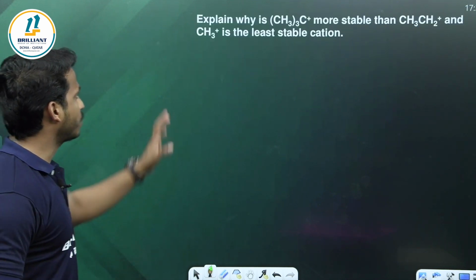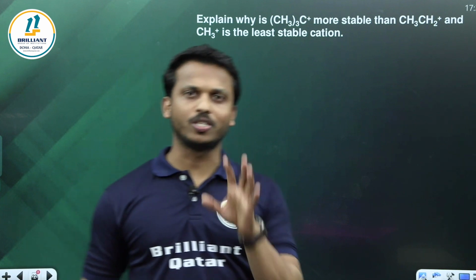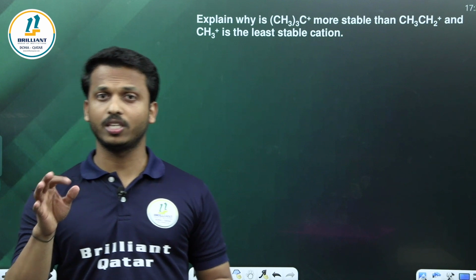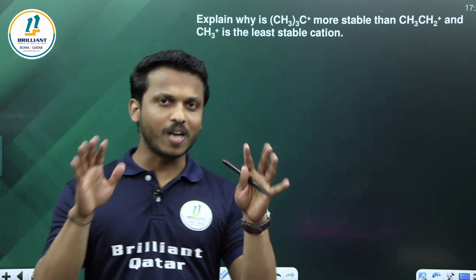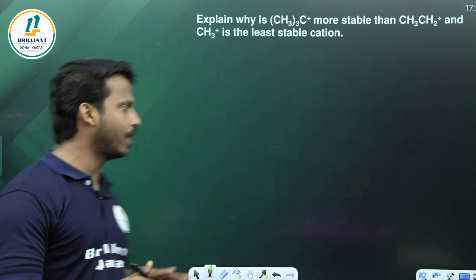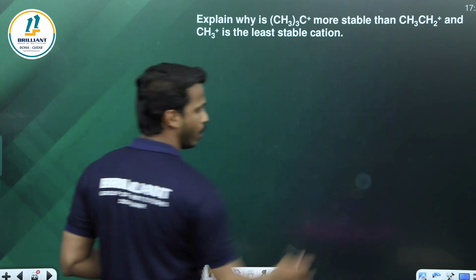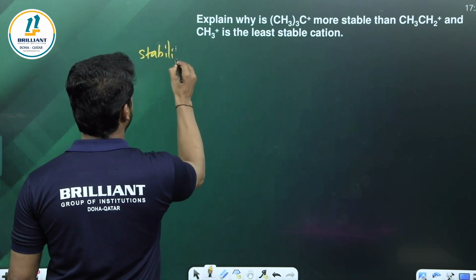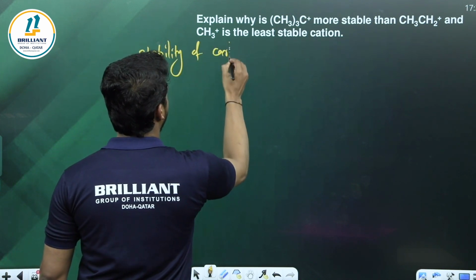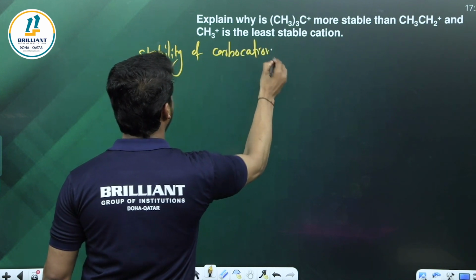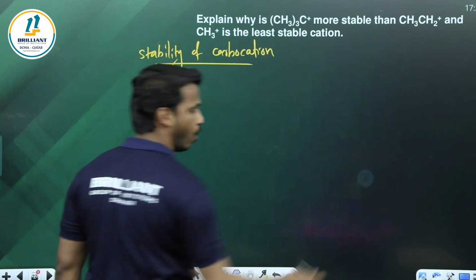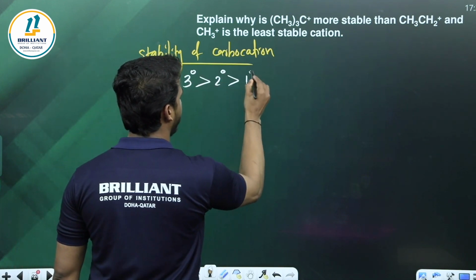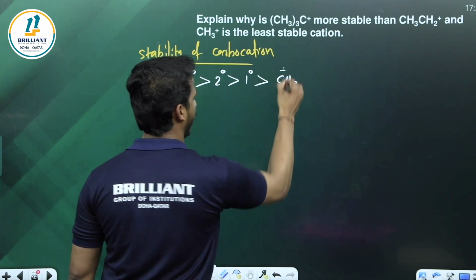See all of you. Explain why carbon carrying a positive charge, you may have studied, is called a carbocation. Carbon with a positive charge we call carbocation. Which carbocation is more stable? Let me tell you the entire idea. Carefully listen, now it's a sure question for your exam. Stability of carbocation. Let me explain in detail. Listen carefully. The order of stability is tertiary greater than secondary greater than primary greater than methyl carbocation.